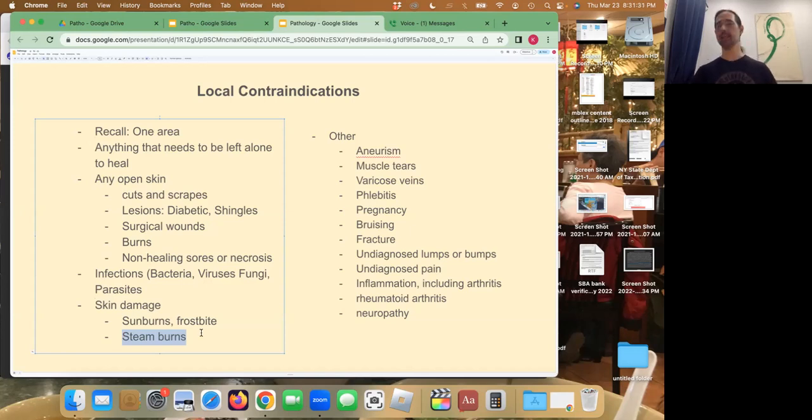You don't want to be applying anything to that. You don't want to be messing with that at all. Don't touch it, because the immunity in the area is compromised. The body really needs to be regenerating in that area and not interfered with.